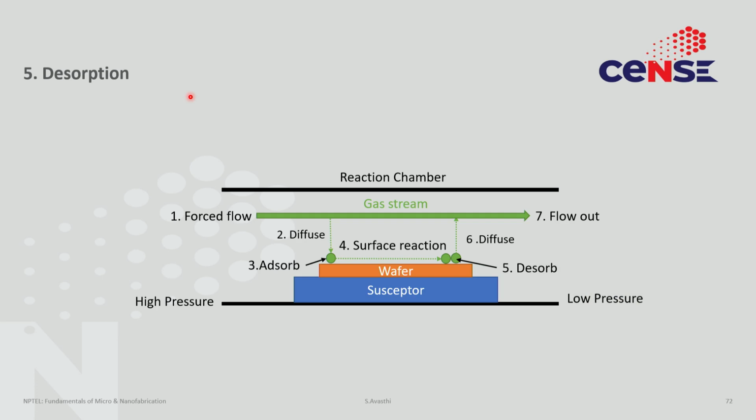Let us take stock of what we have discussed till now. We have discussed how flow affects growth in a CVD reactor. We have discussed how things diffuse through the boundary layer onto the surface. It adsorbs on the surface. It does some chemical reaction, and that chemical reaction then leads to some nucleation and growth. Now, we need to talk about desorption.